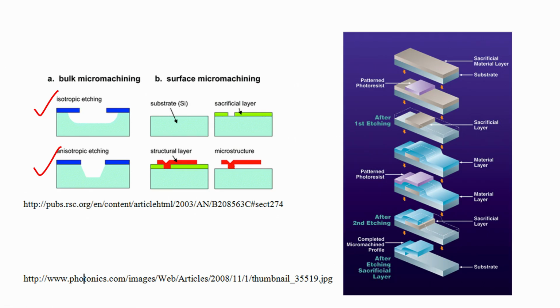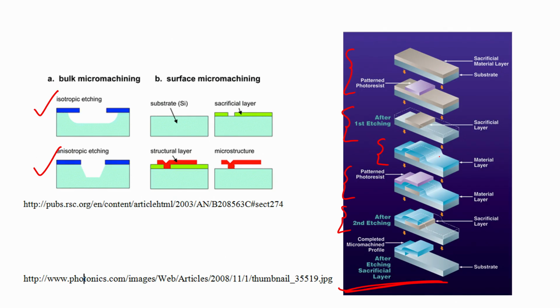The same thing is shown here, right. You pattern the photoresist, and then you have the sacrificial layer which is patterned like this. On that you deposit the material or the structural layer, and then you again pattern it with photoresist. You sacrifice the sacrificial layer and then you have your complete micro machined profile. See, sacrificial material on the substrate, there is a patterned photoresist and you deposit this. So, you will have this.